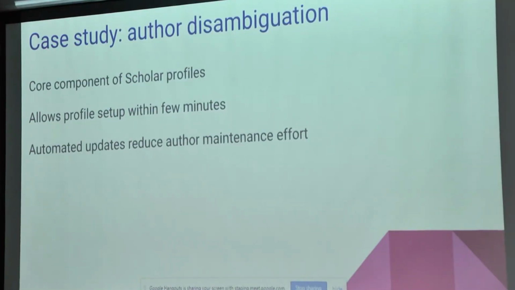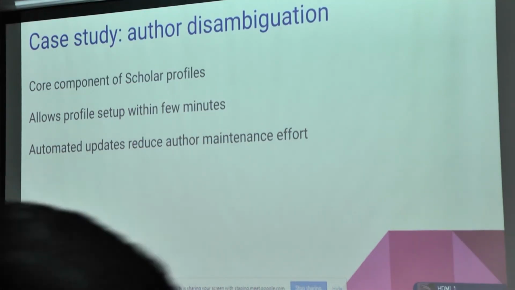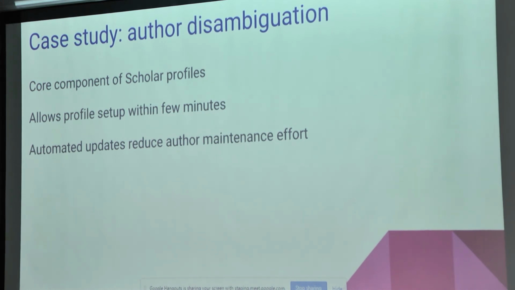I'm going to switch mode and go over an example and show how to instantiate some of these ideas. Author disambiguation is a problem that people have dealt with for a long time. Our interaction with this is that it's a core component of Scholar's author profiles. Scholar profiles use author disambiguation to make profile setup quick and easy. Author disambiguation also makes it easy to maintain the profile by automating the updates.